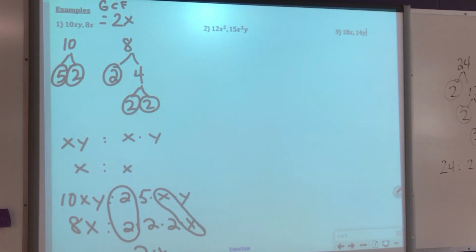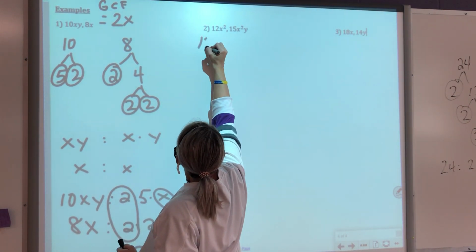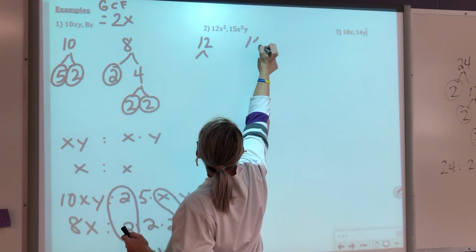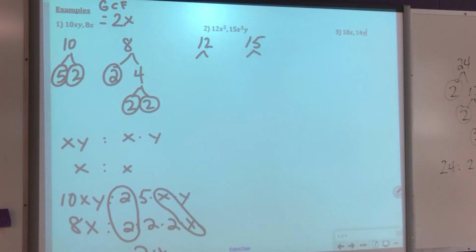Number 2. What do you see? 12x squared, and then 15x squared y. What are we doing first? Finding prime factorization. Okay, prime factorizations. So break down 12 and break down 15 for me.